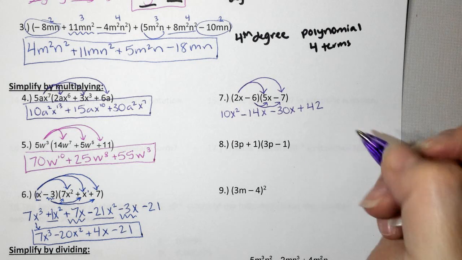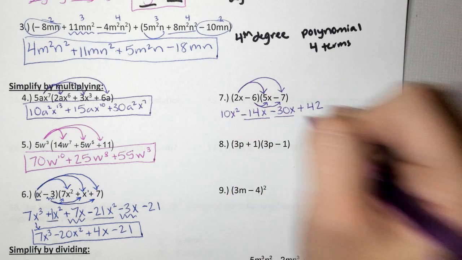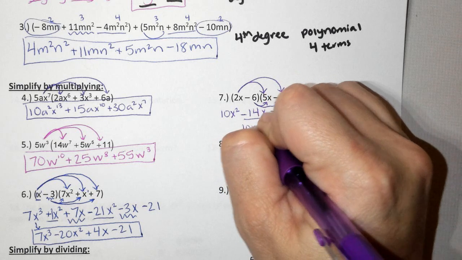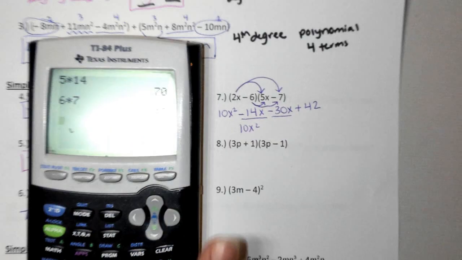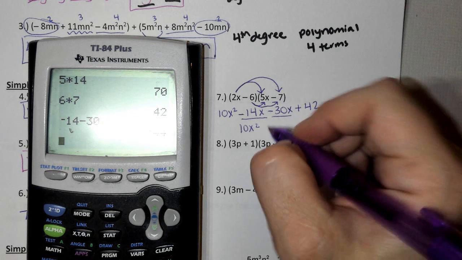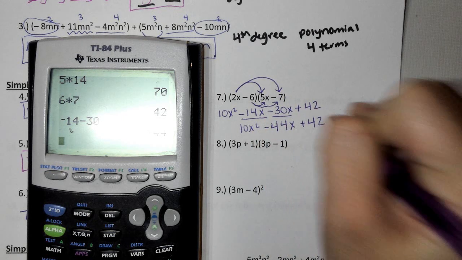Yeah, I don't know why I second guessed myself with that. Okay, so my 10x squared, when you have a binomial times a binomial, the middle two should always be like terms. So bring down my 10x squared, negative 14x minus 30x. So again, use your calculator if you need to. Negative 14 minus 30 gives me negative 44x, and then bring down your plus 42.